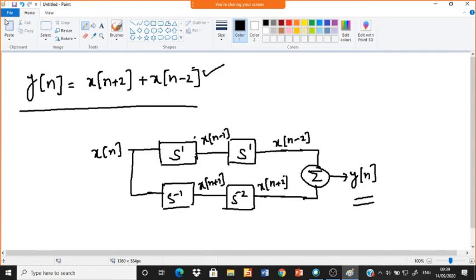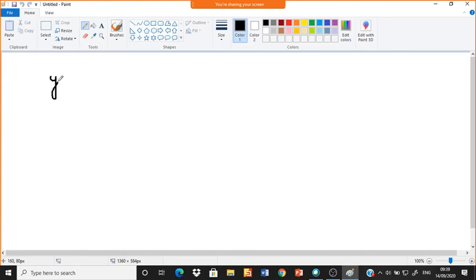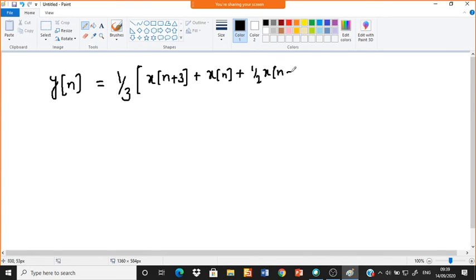In a similar way, let's take one more example. y of n equals 1 over 3 into x of n plus 3 plus x of n plus 1 by 2 into x of n minus 1. Do this one. How will we get it?